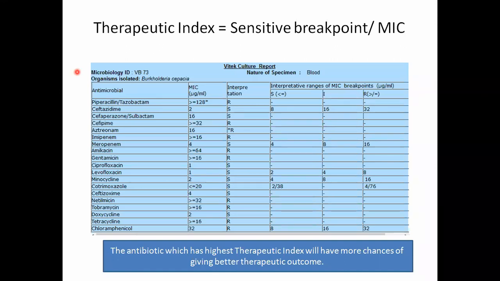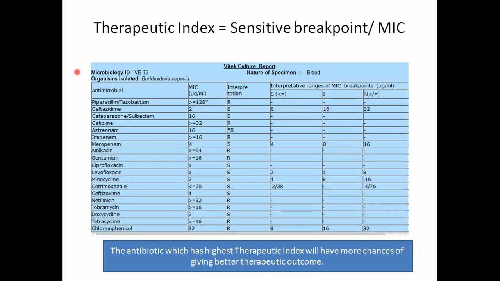For E. coli, ceftazidime is a borderline antibiotic because 4 by 4 is 1. I want to go for a better antibiotic. For meropenem, the sensitivity breakpoint for E. coli is 2, and the MIC is 4, so it becomes 2 by 4. It becomes resistant. Yes, sir. Do you understand what I'm telling you? Here, 4 and 4, it becomes sensitive. For E. coli it is 2, so the MIC is 4 and the sensitivity breakpoint is 2.